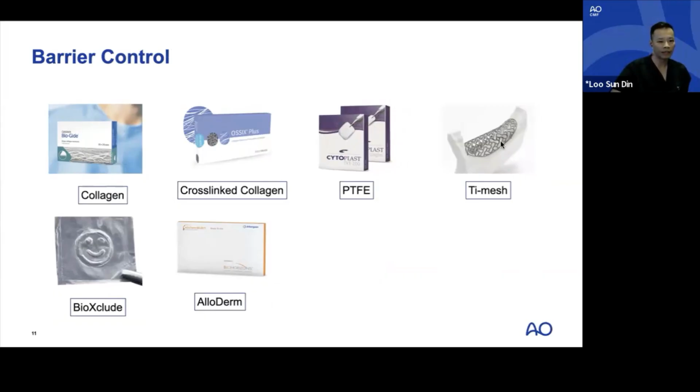You have a titanium mesh. You have your BioXclude, which is amnion chorion membrane, and you have AlloDerm. They all work the same with different handling and characteristics, with the exception of BioXclude, which is an amnion chorion, which has reported antibacterial properties.